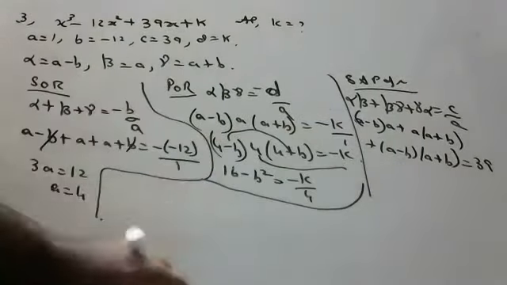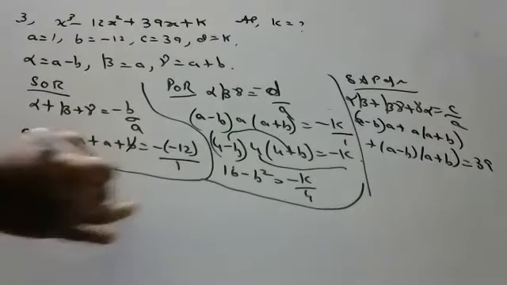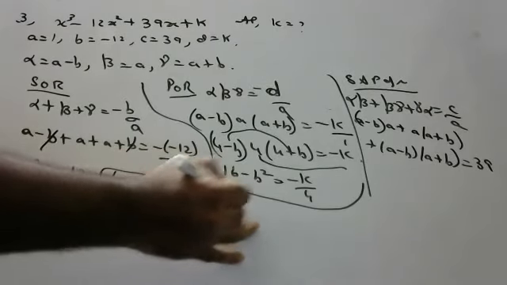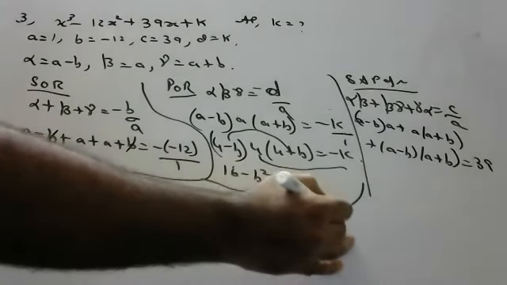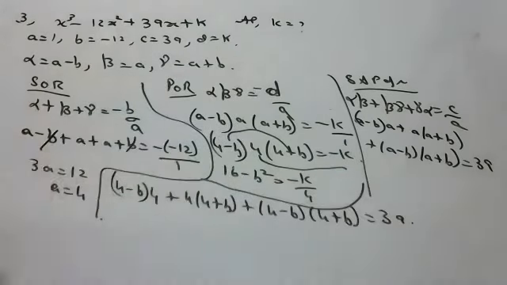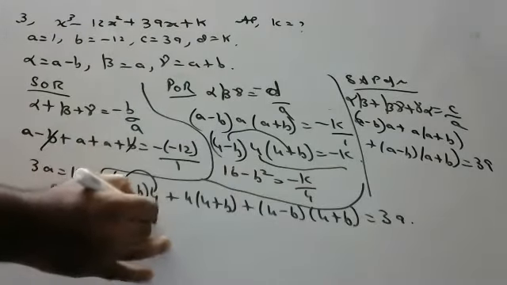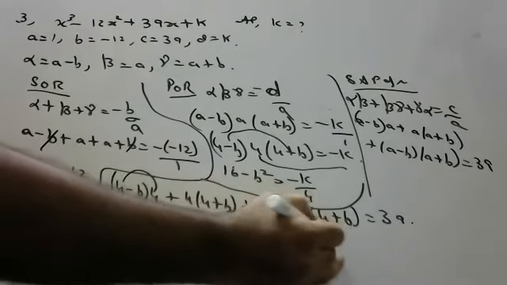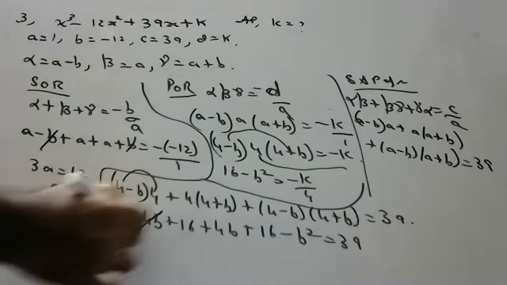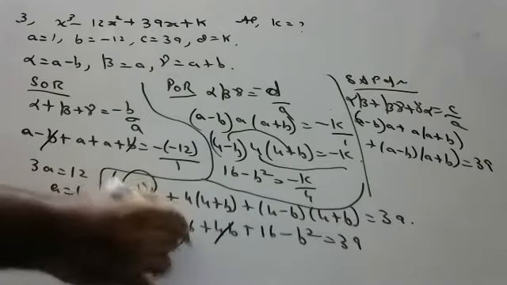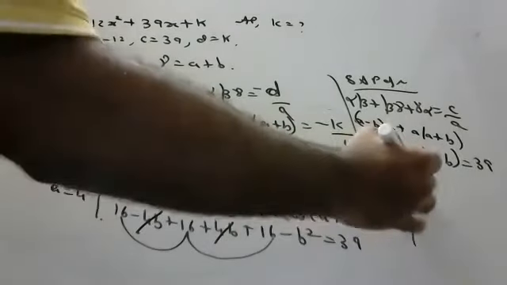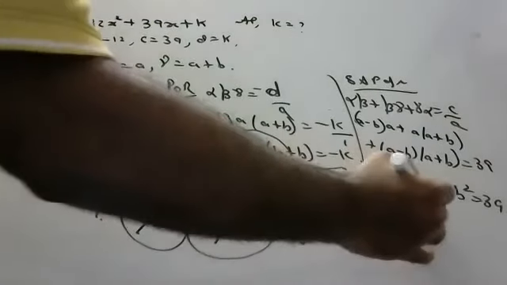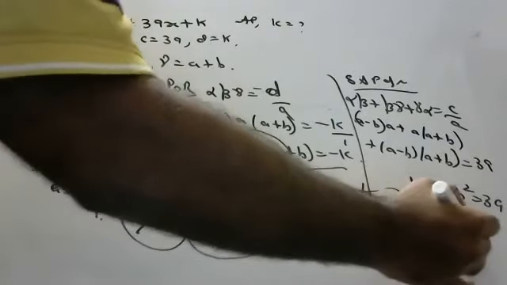Let's elaborate that. A is 4, no, children? 4 minus B into 4, plus 4 into 4 plus B, plus 4 minus B into 4 plus B, is equal to 39. Okay, children, don't write here: 16 minus 4B, 16 plus 4B, A square means 16 minus B square is equal to 39. Hope you are able to understand. Minus 4B plus 4B cancel. 16 3s are 48. So how much do you get, children? 48 minus B square is equal to 39. So B square is equal to 9. B is equal to plus or minus 3.